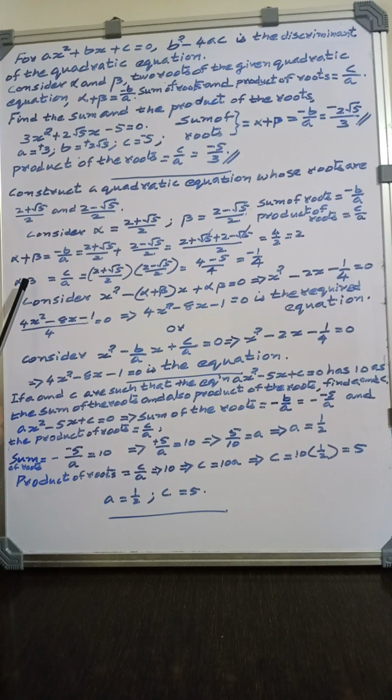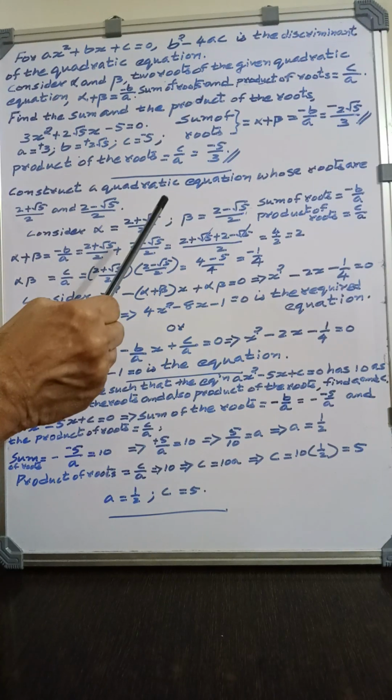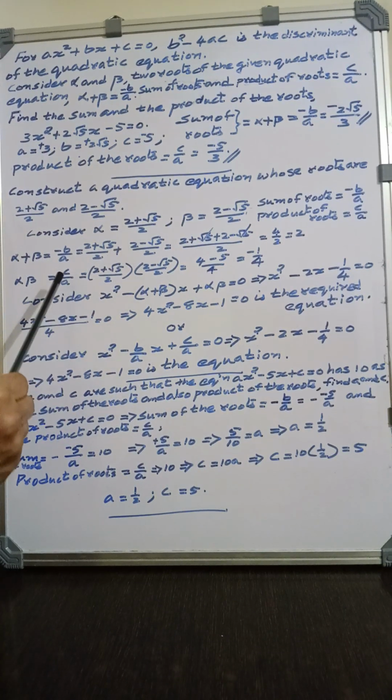Next, alpha beta equals c/a. c/a means alpha beta, c/a.